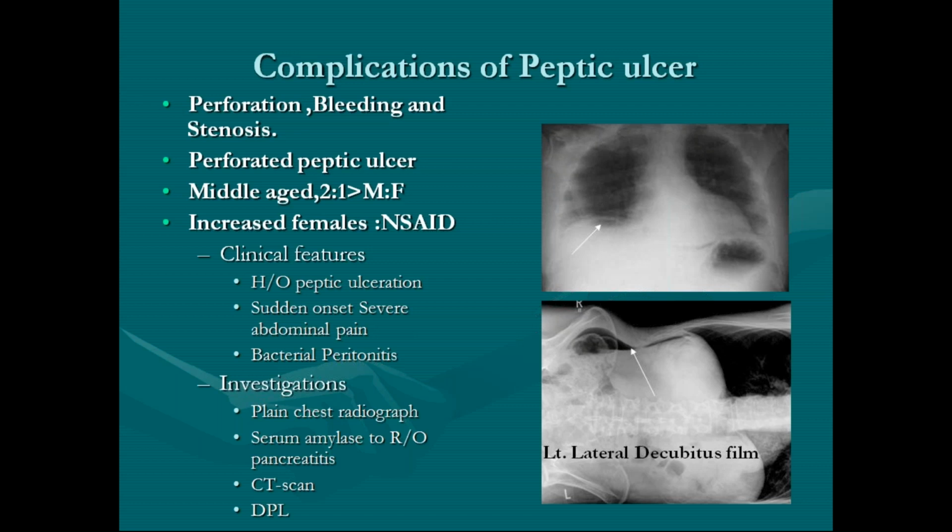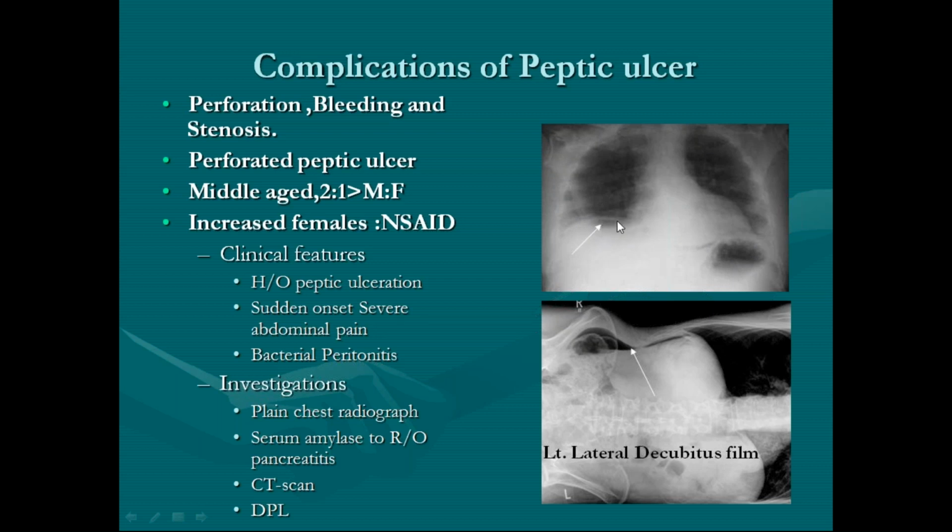So one is perforated peptic ulcer. This will be asked as an X-ray in your exams. This first picture shows the X-ray, lateral decubitus, and this is the X-ray erect abdomen. You can visualize the diaphragm here. This is the fundic gas shadow. This is a crescent-shaped shadow under the right dome of the diaphragm.